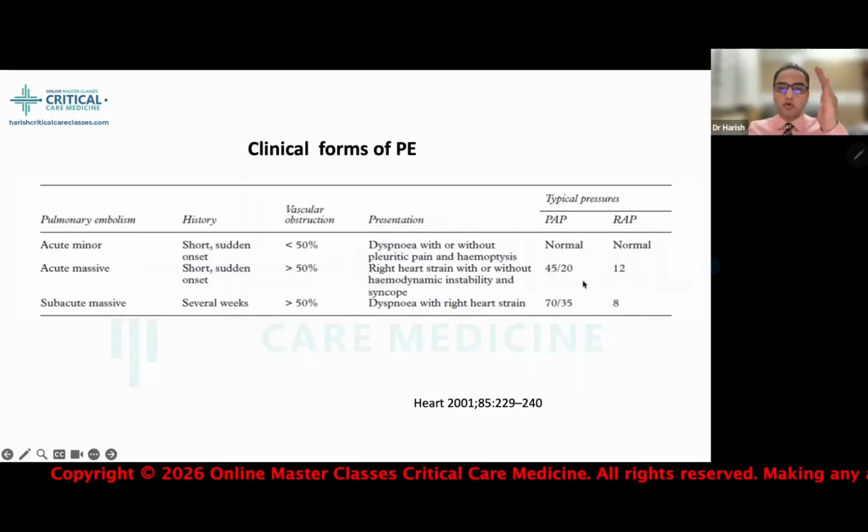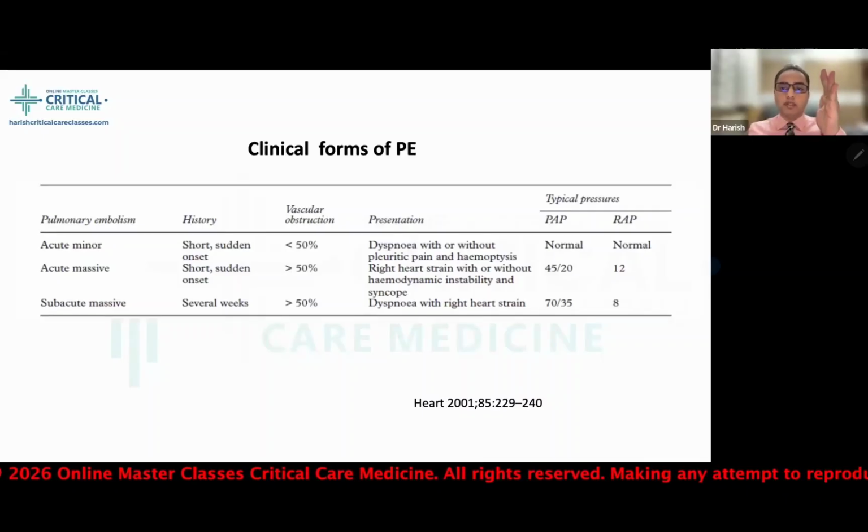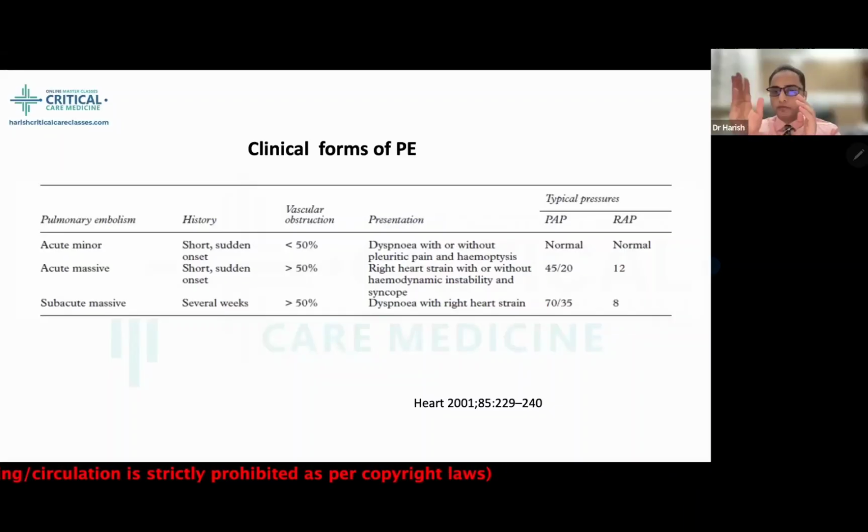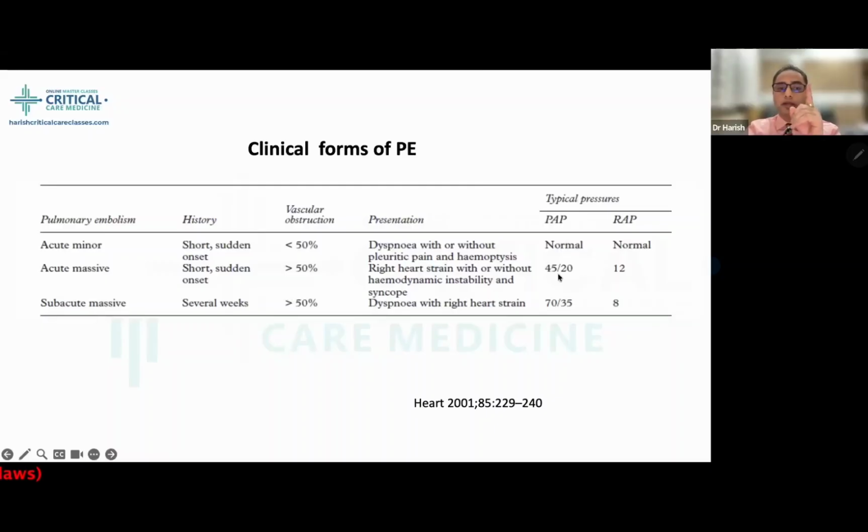Remember, in acute massive PE, usually the pulmonary artery pressure will not go beyond 45 or maximum 50, because to build up that pressure, the right ventricle has to hypertrophy. Means it needs some time. In subacute to chronic, the RV becomes hypertrophic, then only is it able to generate pressure in the pulmonary artery beyond 50, 55 and so on. So that's why in subacute massive you can get 70 systolic pulmonary artery pressure, but in acute massive it is hardly around 45 to 50.